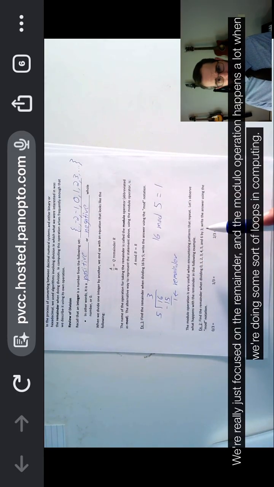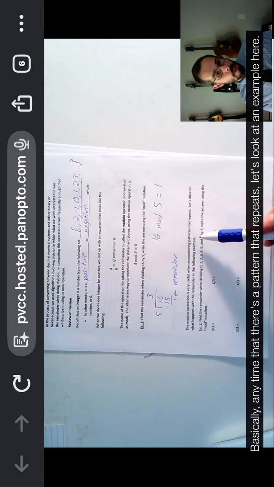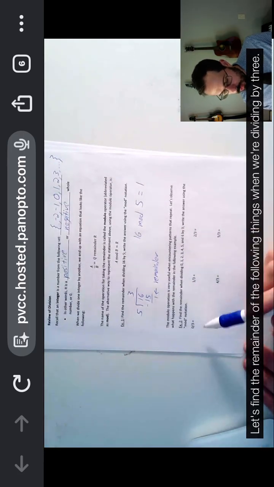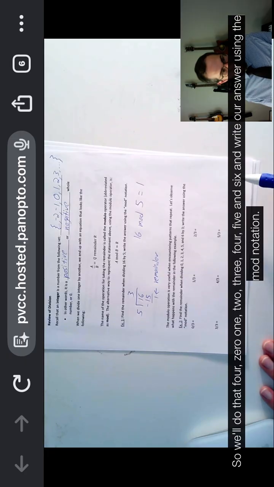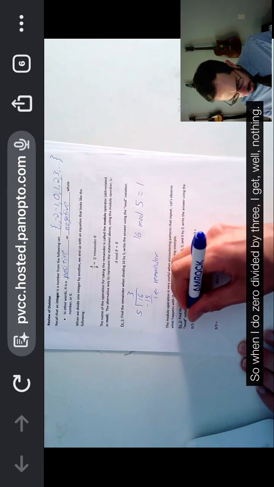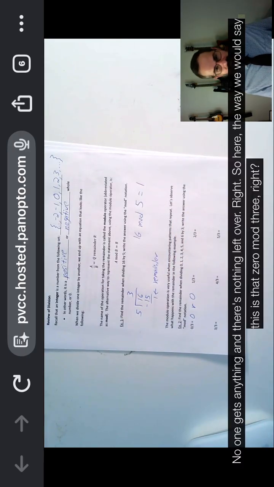And the modulo operation happens a lot when we're doing some sort of loops in computing. Basically, anytime that there's a pattern that repeats, let's look at an example here. Let's find the remainder of the following things when we're dividing by 3. So we'll do that for 0, 1, 2, 3, 4, 5, and 6, and write our answer using the mod notation. So when I do 0 divided by 3, I get, well, nothing. And let me write remainder, I'll just abbreviate that with r to save some space. We get nothing left over. Try to split $0 among 3 people, no one gets anything, and there's nothing left over.